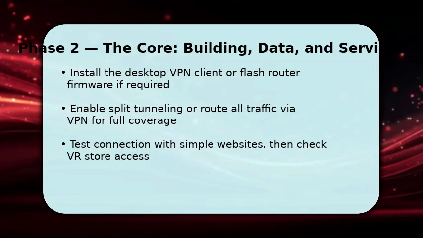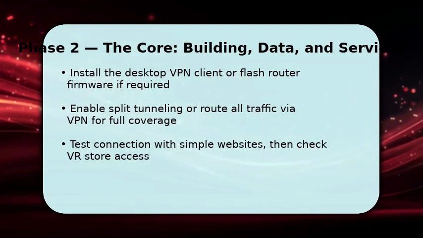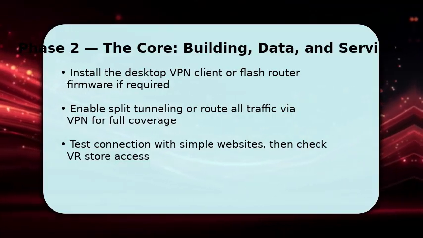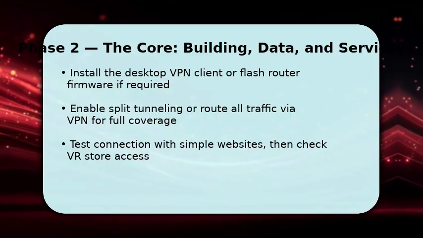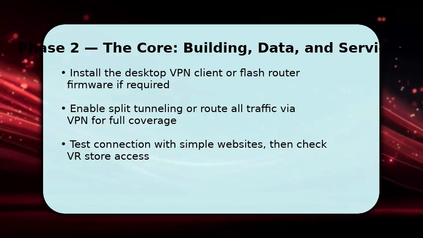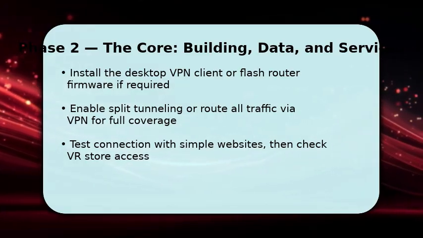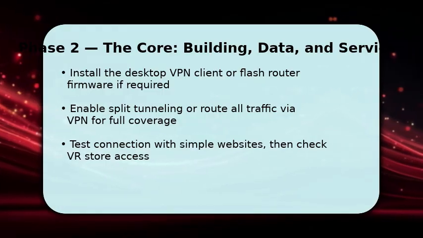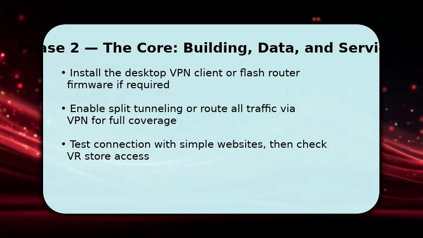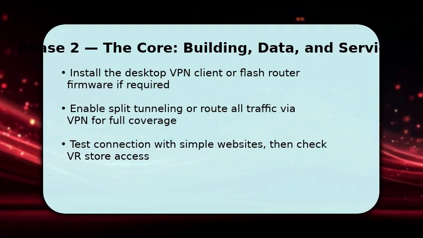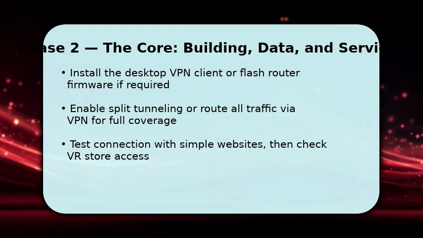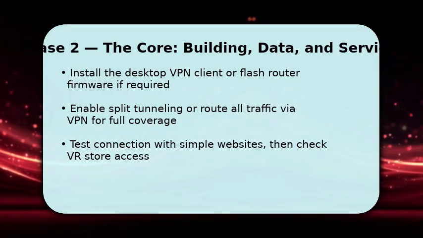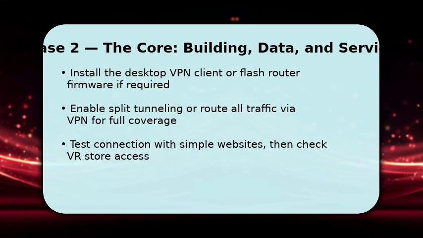If using a PC, install the VPN client and enable split tunneling only if you need local devices to bypass the VPN. Otherwise, route all traffic to protect the headset. If using a router, follow the router's VPN setup steps and verify DNS settings to prevent leaks. Once configured, connect your PC or Quest 2 to the VPN-protected network and verify IP/location change, because that confirms traffic is actually passing through the VPN.